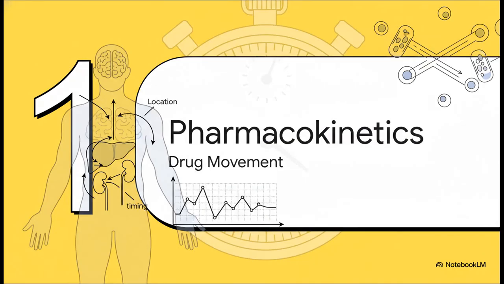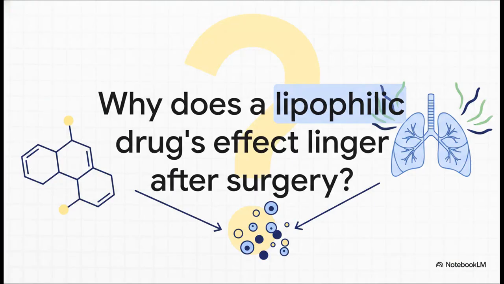So let's kick things off with pharmacokinetics. This is the fundamental story of what the body does to a drug. And for us in anesthesia, timing and location, well, they're everything. Okay, here's our first clinical puzzle for you. Picture this. You've given a big dose of a fat-soluble opioid, something like fentanyl, during a long case. The main effect seems to wear off, but hours later in the PACU, that patient is still a little sleepy, still showing signs of respiratory depression.